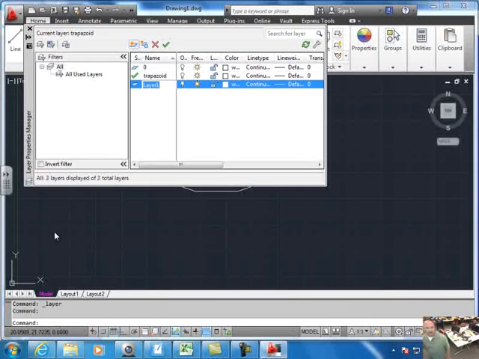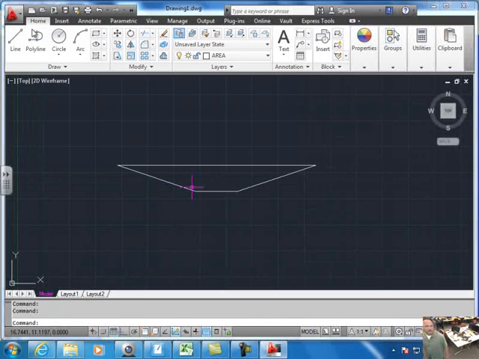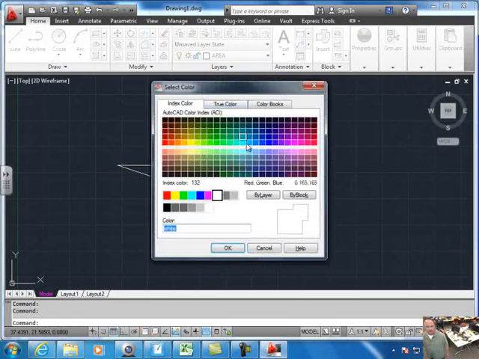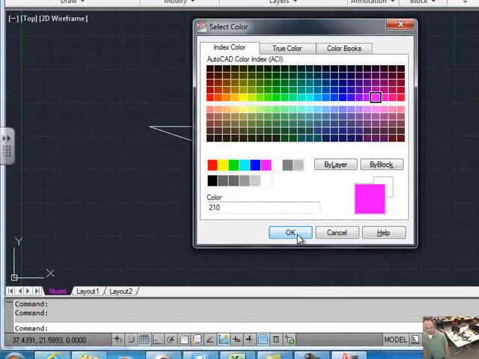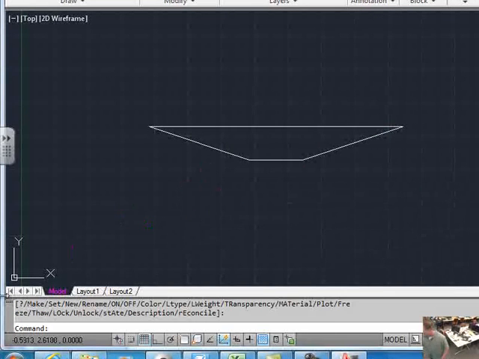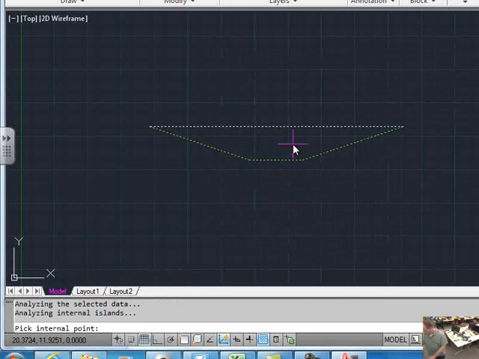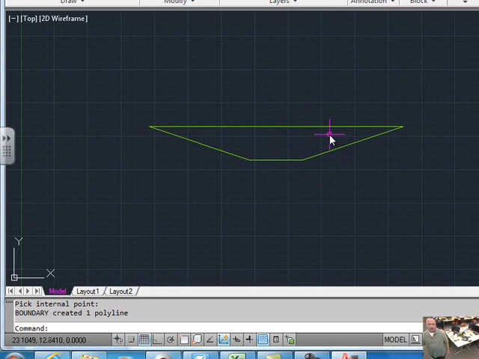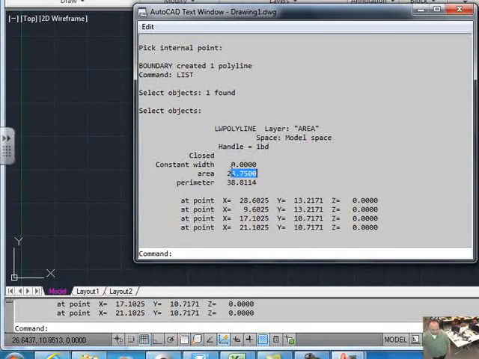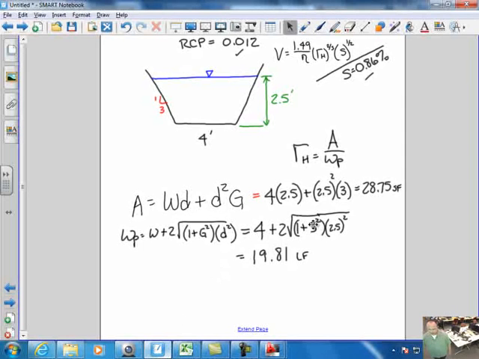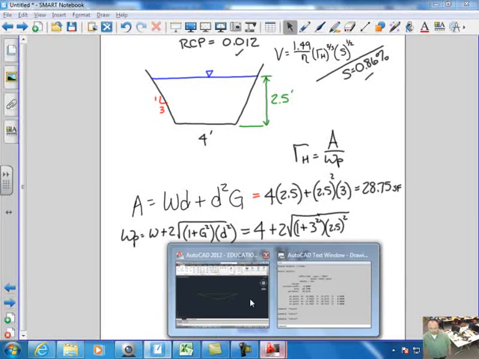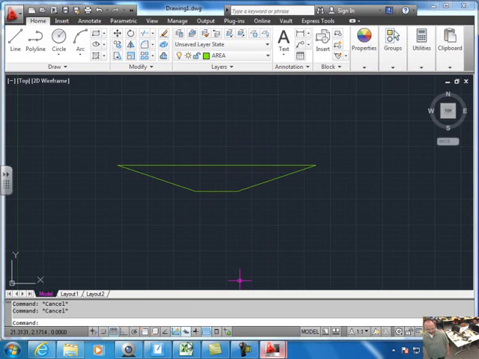Also, now I'm going to make another layer called area, and make this current. And now I can type area, we're going to make that color, let's just make it pink. Nah, how about a nice green. It's okay. And then in a B poly command, and I'm going to pick a point inside, right there, enter. And now I have a polygon on this area, and when I list this polygon, it tells me my area of 28.75. Is that what we had? 28.75. So you can quickly check your stuff in AutoCAD with regards to your area and wetted perimeter.